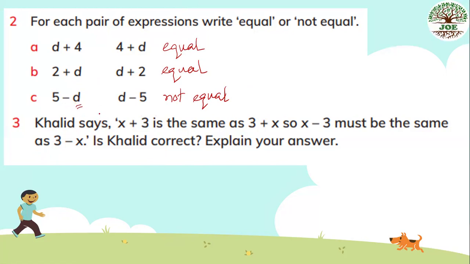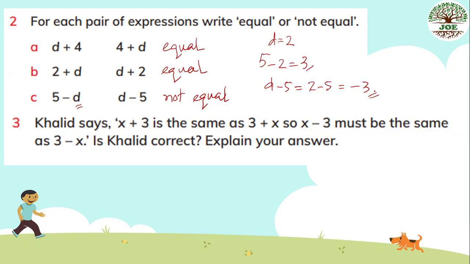If D is any number, any integer, say D is 2, 5 minus 2 is 3. And D minus 5 is 2 minus 5. Minus 5 is larger, so the answer is negative 3. So 5 minus D and D minus 5 are not equal. They give different answers, 3 and negative 3.